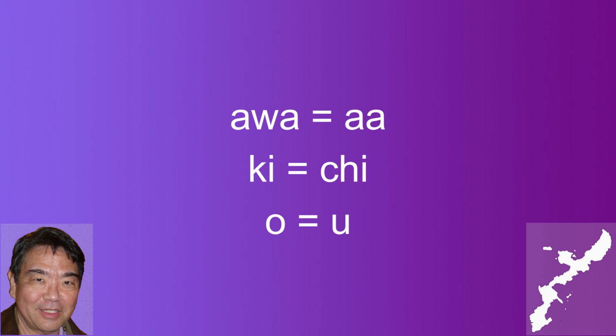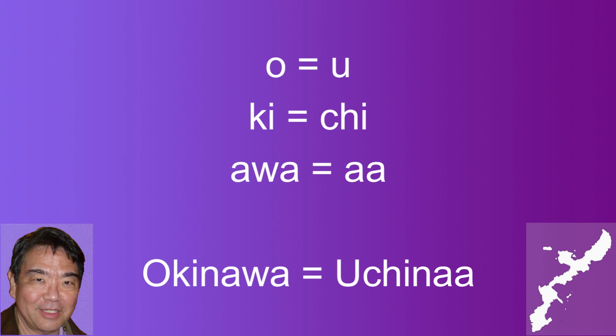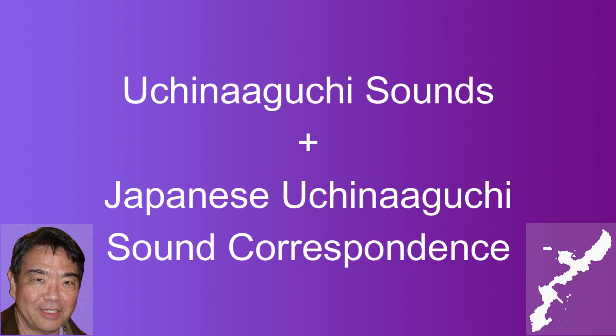Now, if we mix the order around, Okinawa is Uchina. I hope that brought a smile to your face. So now we know the sounds that make up the Uchinaguchi language and the corresponding sound relationships between Japanese and Uchinaguchi. That was probably information overload for everyone, so let's end today's topic of Uchinaguchi sounds.